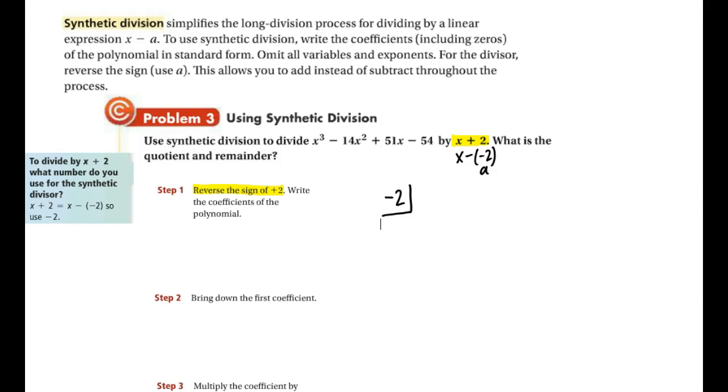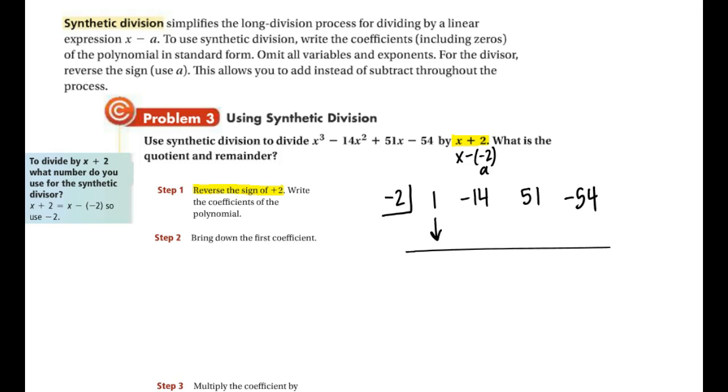We always put our synthetic divisor in the top left-hand corner. Now we're going to write the coefficients of the polynomial. Remember, the coefficients are the numbers in front of the variables. So we have 1, negative 14, 51, and negative 54. In this case, we did not have to put any zeros because there were no terms missing in between, but sometimes we will have to do that. Next, we want to bring down the first coefficient. So in this case, the 1 drops.